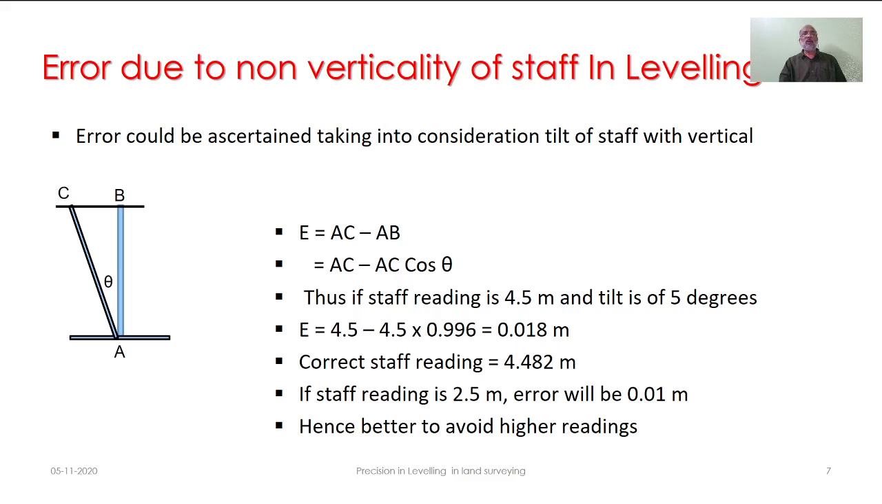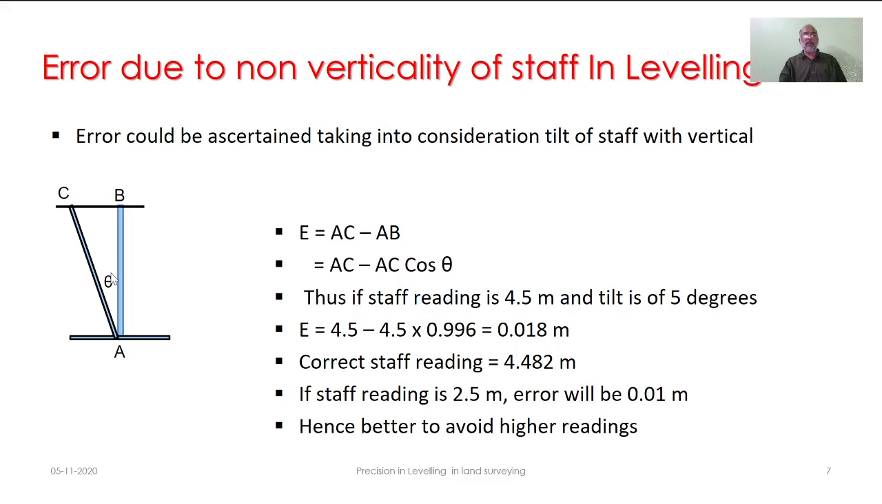Let's try to understand the error likely to be involved due to non-verticality of the staff in leveling operations. We wish to have this particular staff held as AB here, but because of the blowing wind or because of personal error, the staff could be leaning towards the equipment, or it is quite probable that it could be leaning away from the equipment, or even movement is possible sideways. Because of such movements, there will be involvement of error E.